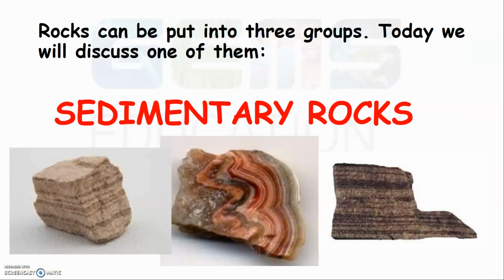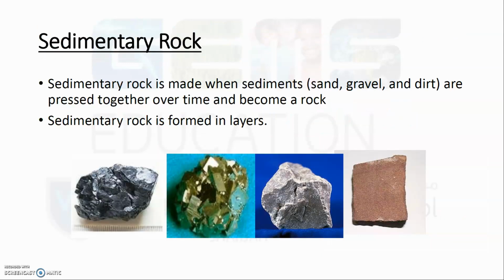Sedimentary rocks. This is our topic. Basically there are three main categories, and sedimentary rock is one of them, and we're going to be learning about it today. A sedimentary rock is made when sediments like sand, gravel, and dirt are pressed together over time and become rock. Meaning that when a sedimentary rock is formed, small pieces or bits of sand or dirt are pressed together, and over time they become a rock.